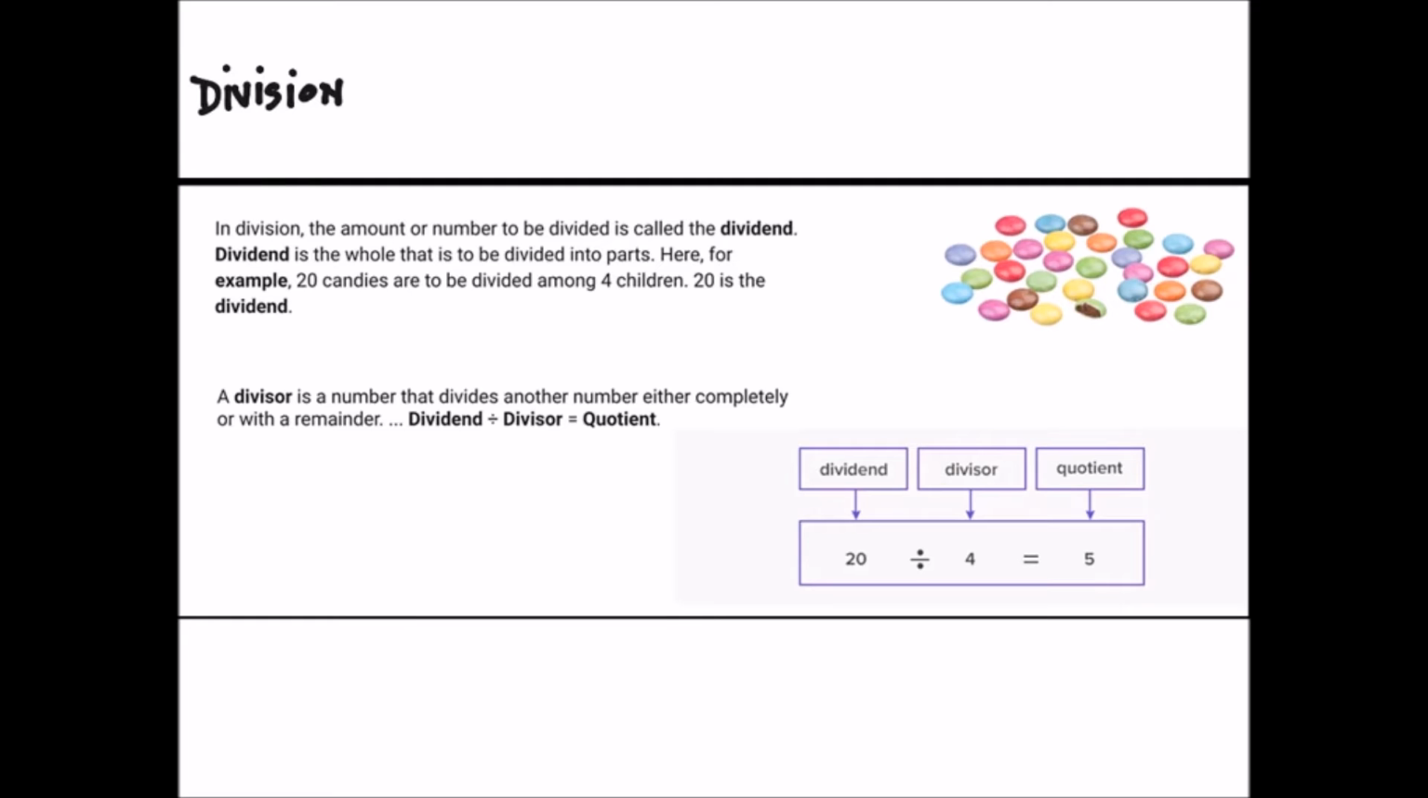Hey there, kiddos. As we're getting ready for this unit, there are a couple things that we need to understand in regards to the vocabulary that we're going to be using in this particular unit as we're talking about division.